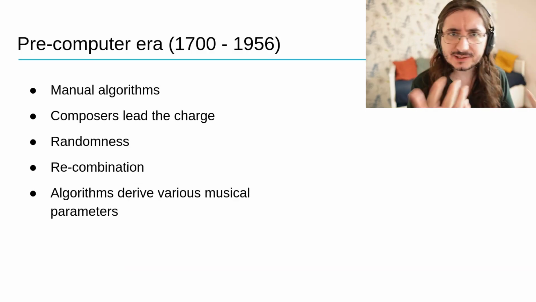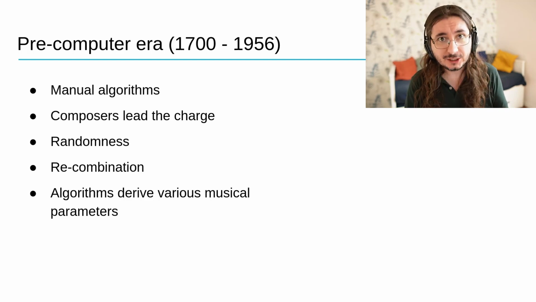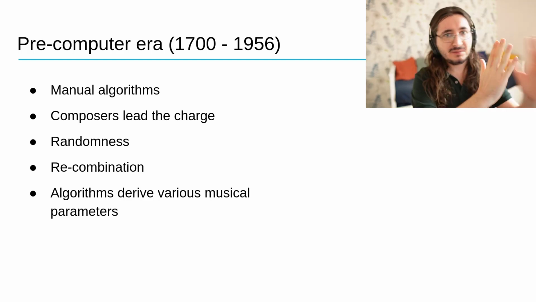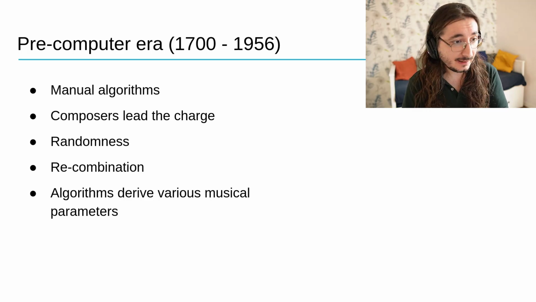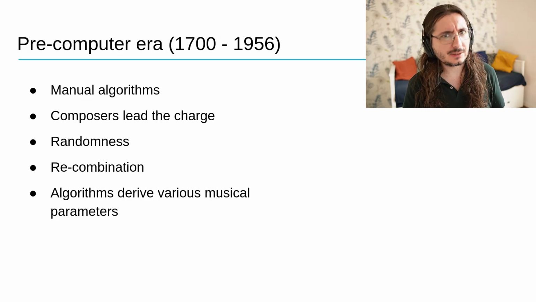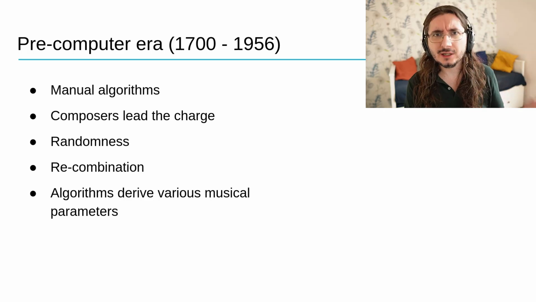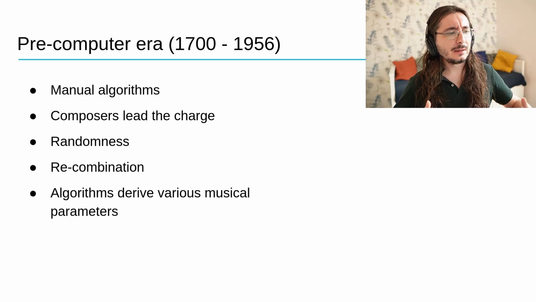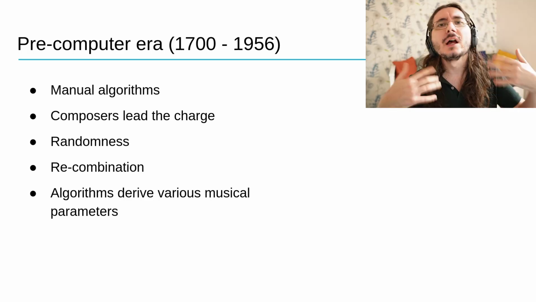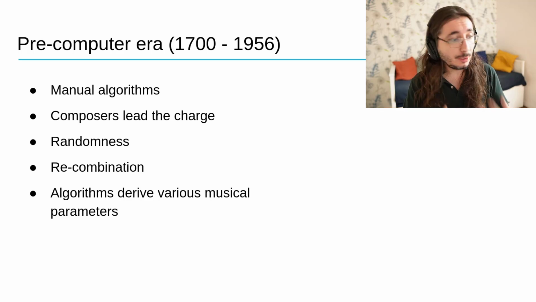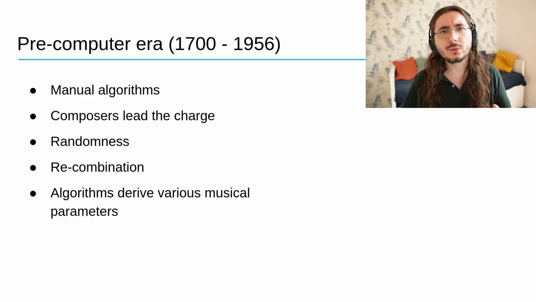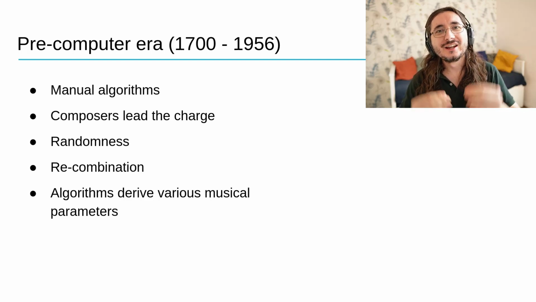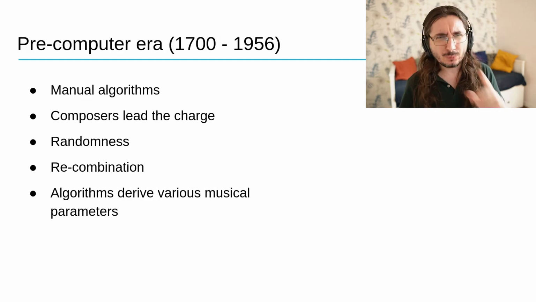Okay, we'll start from the beginning, pre-computer era. This moves from the 18th century, more or less, and it arrives until 1956. So what are the main characteristics here? As I mentioned earlier, composers lead the charge here, and they use manual algorithms to come up with music. They use different techniques, like for example, randomness or recombinations or pre-created sections or bars, and we'll see an example of that.